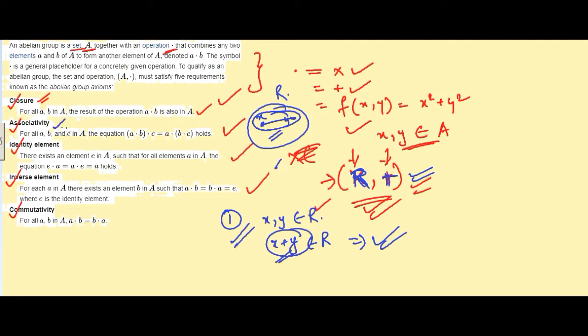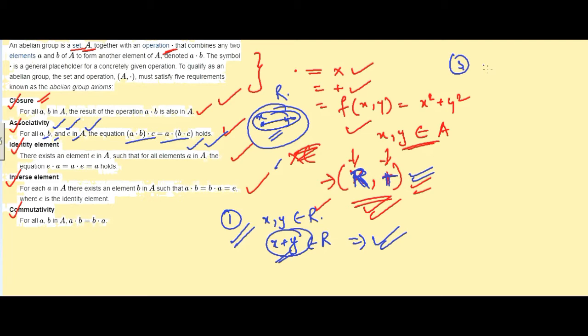Second property, associativity. This is basically as we have learned in our basic classes. The operation should be associative in the set. So if we have 3 elements here, A, B, C, then they should satisfy this associative nature. And the third property says that there should be an identity element in the set in order to make that particular basic structure an abelian group.